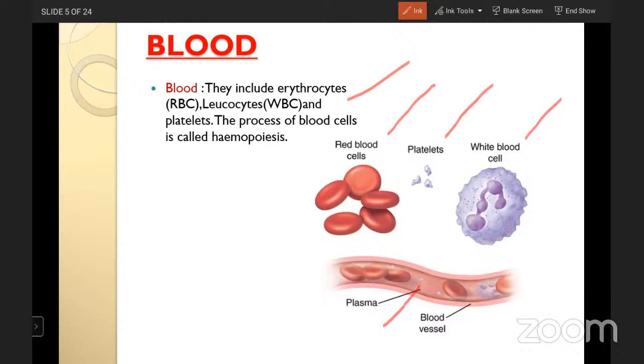So it is called a fluid connective tissue, which is present in the form of fluid nature and consisting of cells like erythrocytes means RBCs and leukocytes means WBCs and platelets. Okay. And which are present in the plasma fluid. Now, let us go one by one.